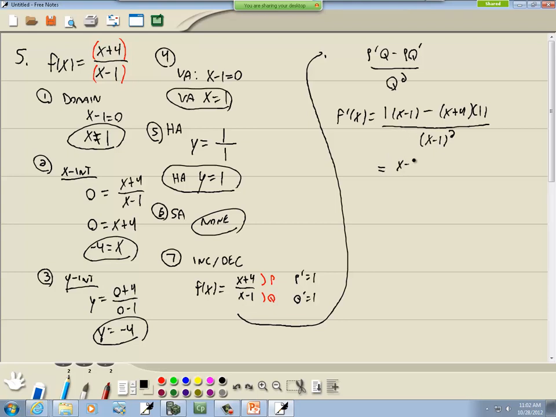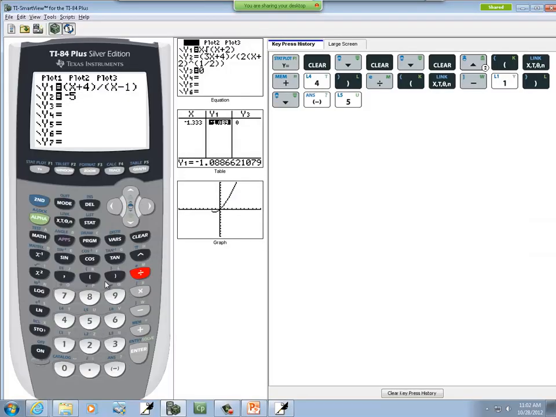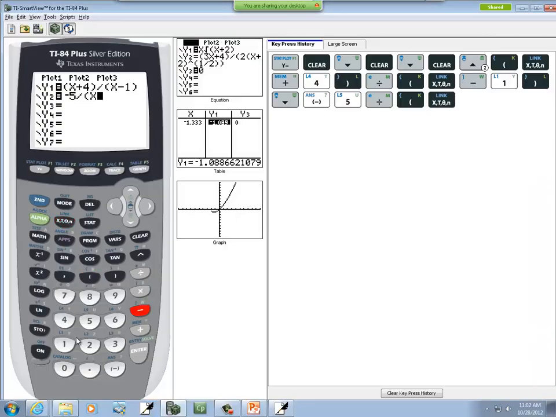So that gives us x minus 1. A negative flips the sign of both of those, so it becomes a negative x minus 4 over x minus 1 squared. Now x minus x drops away, negative 1 minus 4 is negative 5 over x minus 1 squared. And let me go ahead and put that on y2. Okay, so I'm going to have negative 5 divided by beginning parentheses x minus 1 close parentheses squared.